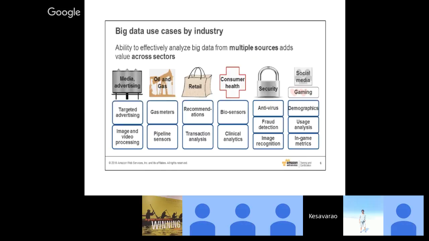In the retail area, it's again recommendations and transactional analysis. Consumer health comes with biosensors and clinical analytics. Here also a lot of IoT stuff is happening. And security: antivirus, fraud detection, image recognition, all this comes under more security-related risk management. Social media and gaming: demographics, usage analysis, in-game metrics. So these are all various ways of looking at business use cases.